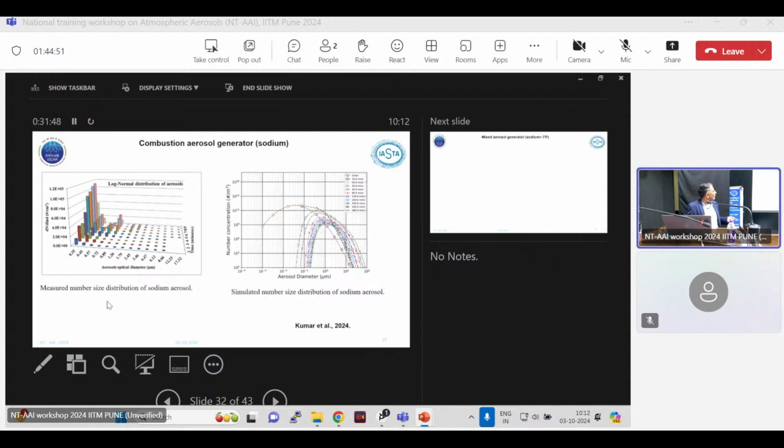And by theoretical simulation, we found that the size distribution is 10 nanometer to 80 micrometer. So to deal with such a wide distribution, we have only one instrument, mass excision.